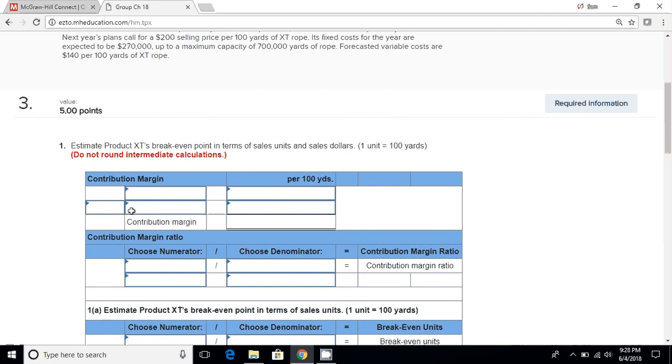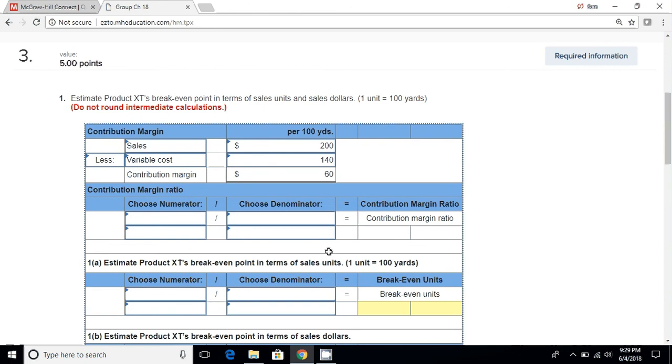What are they asking for here? It says contribution margin. Do you remember the formula? Hopefully you do at this point. Sales less what? Variable cost. Okay? So let's see, can we figure that out? Do we know what the sales per 100 yards is? Yep, there it is, 200, right? So 200. And what's variable cost per unit? Did they tell us that? There it is right there. Forecasted variable costs are 140 per 100 yards of rope. So 140, and that gives us a contribution margin of 60.